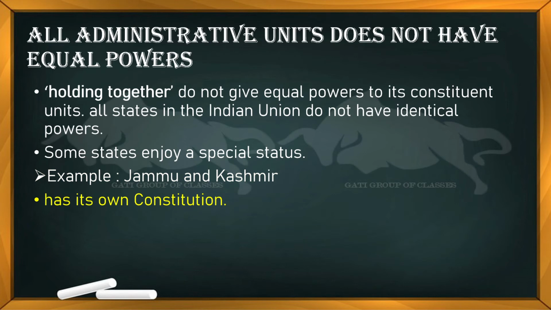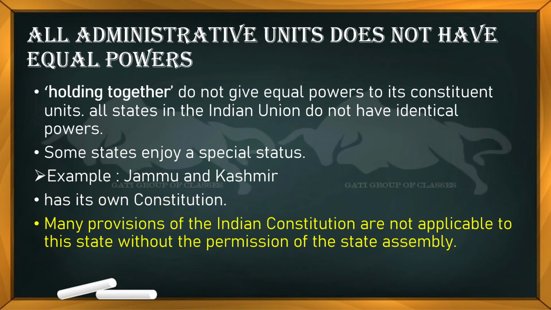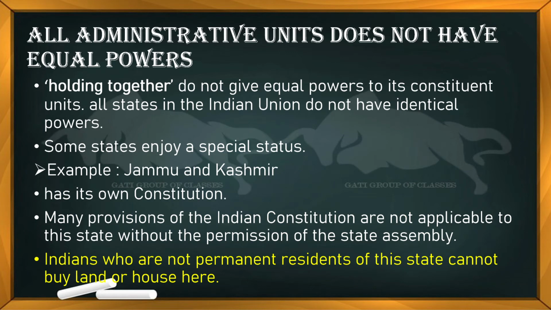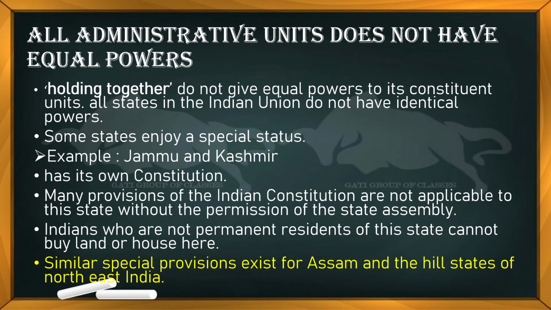They had their own constitution, and many provisions of the Indian constitution were not actually applicable to the state without the permission of the state assembly. Indians who were not permanent residents were not allowed to buy land in Jammu and Kashmir. But now all these things have been removed. One more thing: similar special provisions exist for Assam as well as the hill states of Northeast India.